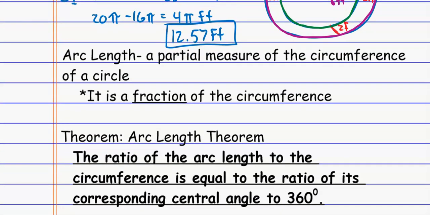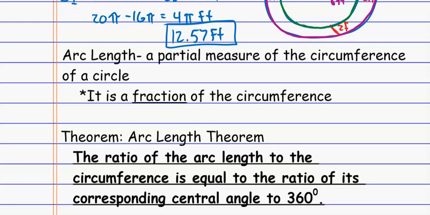Let's talk about arc length. Arc length is basically a partial measurement of the circumference of a circle. And so we've talked about the measurement of arcs in terms of degrees. Now we're going to talk about the measurement of arcs in terms of a linear distance, in terms of a length of some kind. Okay? And so again, it's just part of the circumference. When you think about this, an arc is part of the circle. The circumference is the whole way around the circle, so the arc length is going to be part of the way around the circle, all right?